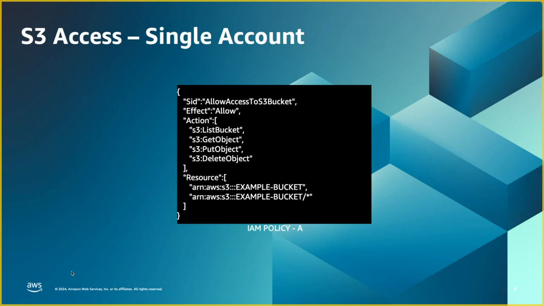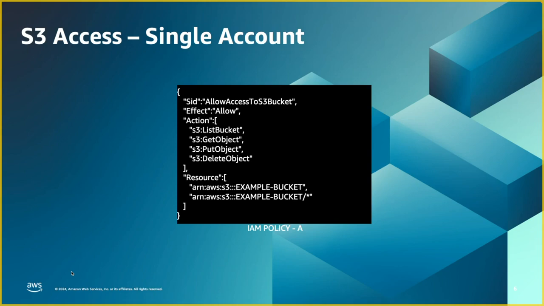The first ARN has just a bucket name. This is considered to be a bucket level resource ARN. Since a list bucket action is a bucket level action, we must use the appropriate bucket level resource ARN in our policy. The second ARN has the bucket name followed by a forward slash and an asterisk. This is considered to be an object level resource ARN.